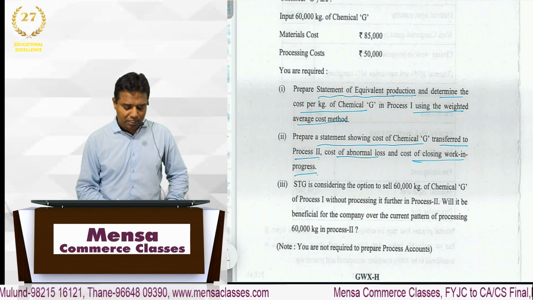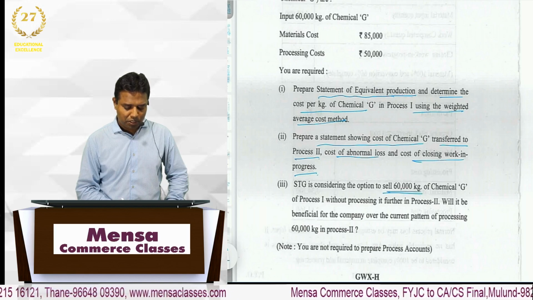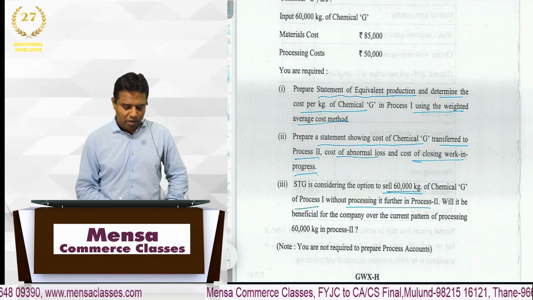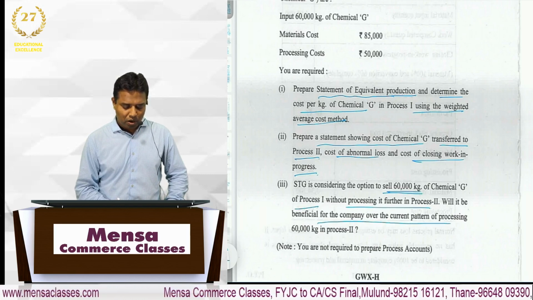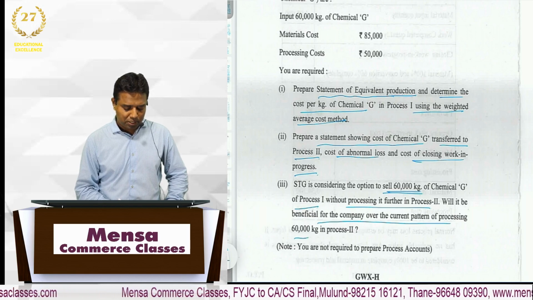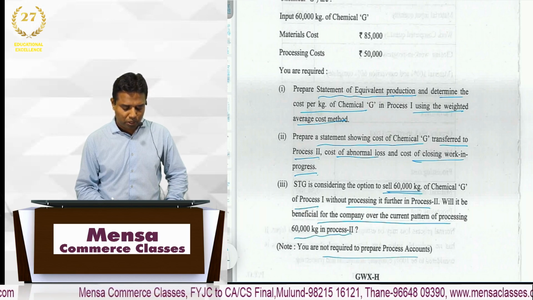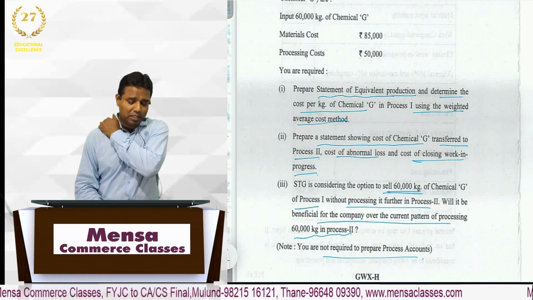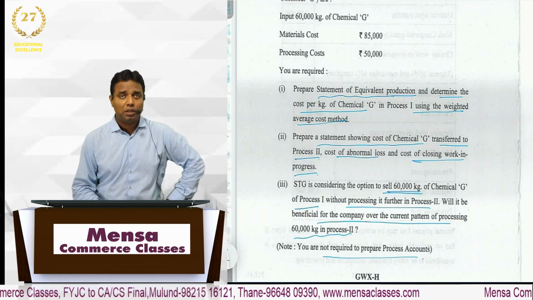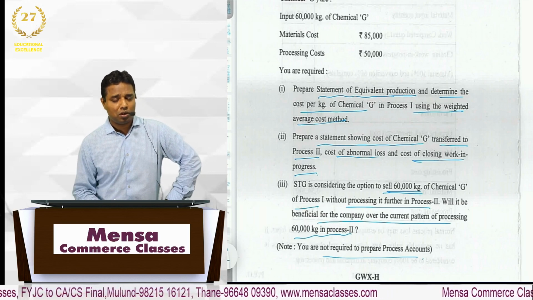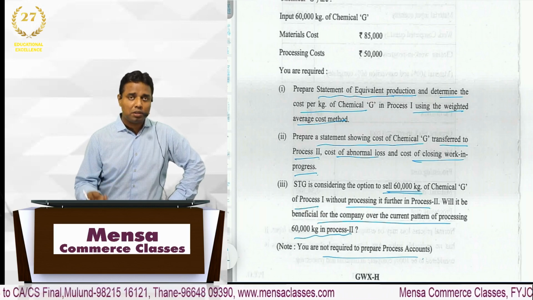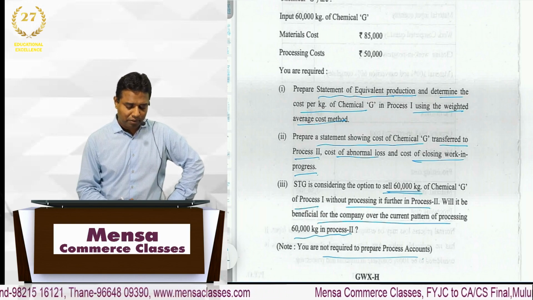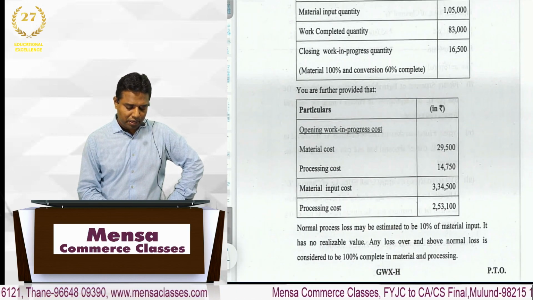Then STG is considering the option of selling 60,000 units of chemical G of process 1 without processing it further to process 2. Will it be beneficial for the company over the current pattern of processing 60,000 in process 2? You are not required to prepare process account. But we are supposed to make equivalent units of production, then also find out the cost per kg of chemical G, then how much is the cost of transfer, abnormal loss, WIP valuation, and process account is not to be done, right? So anyway, let's read it.